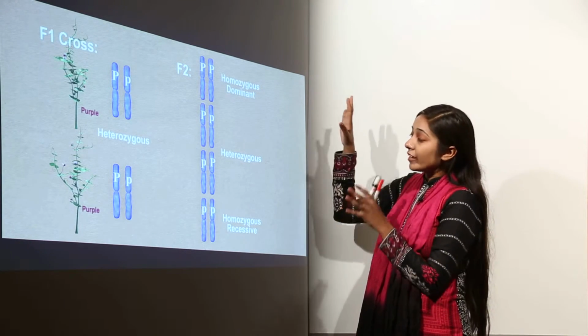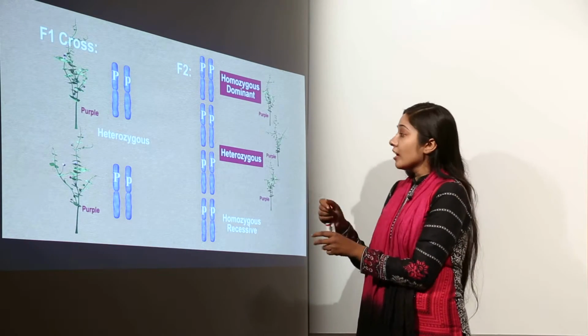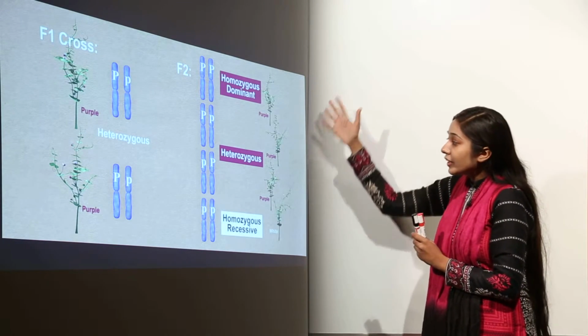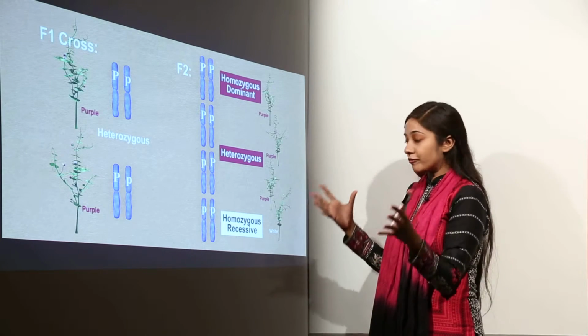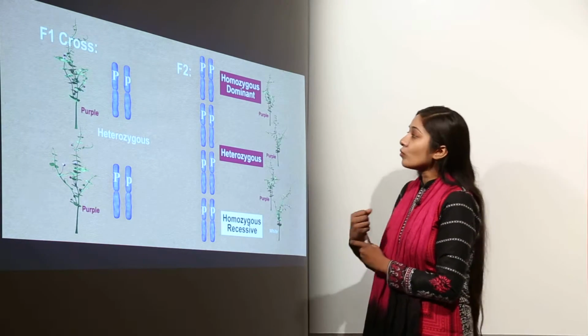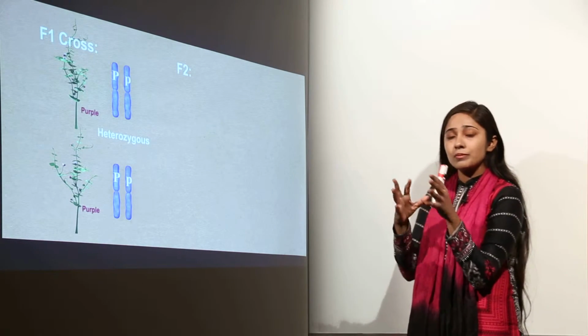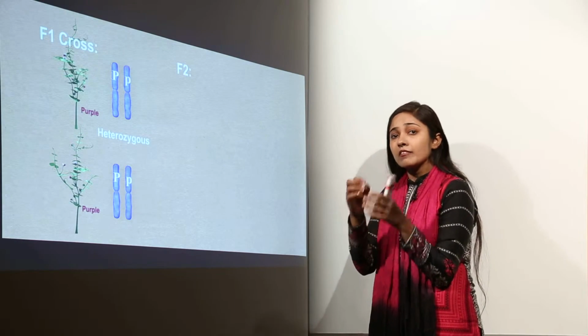So, when you look at the plants physically, what you are going to see, you will have 3 plants with purple flowers and 1 plant with purely white flowers. So, what does this confirm? This confirms that 3 plants will be purple and 1 plant is going to be white.